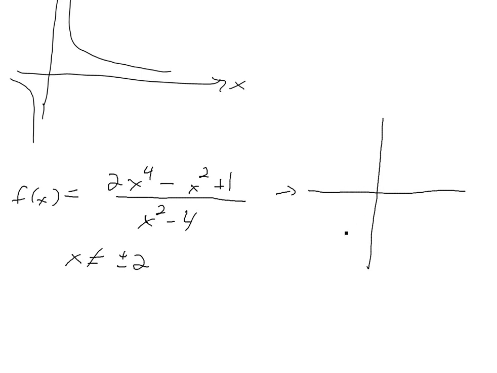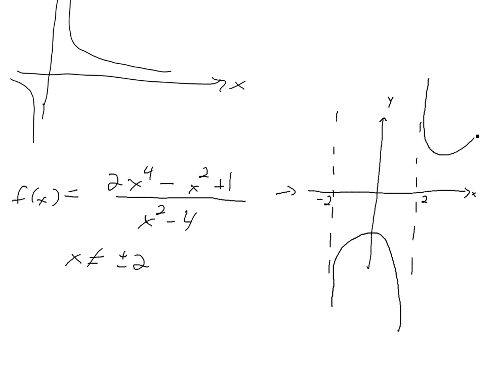So the graph will look something like this. This is negative 2. This is 2. This is x. This is y, and the graph just looks something like this. You can never touch that, and then it goes something like this. I'm not exactly sure, but I'll show you in another video how to graph these. That's basically how it looks.